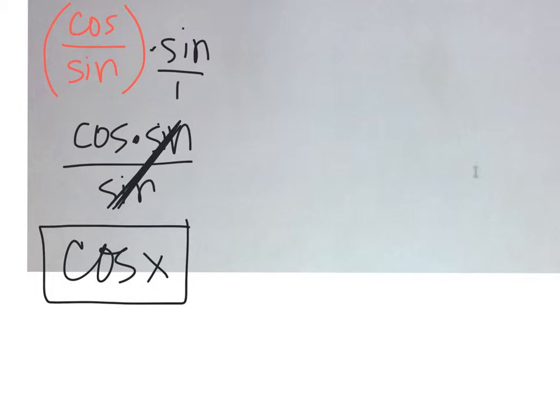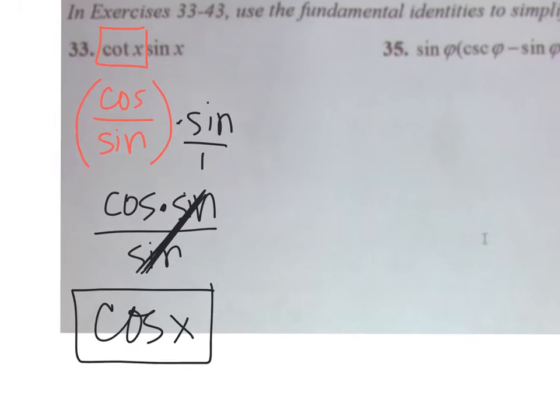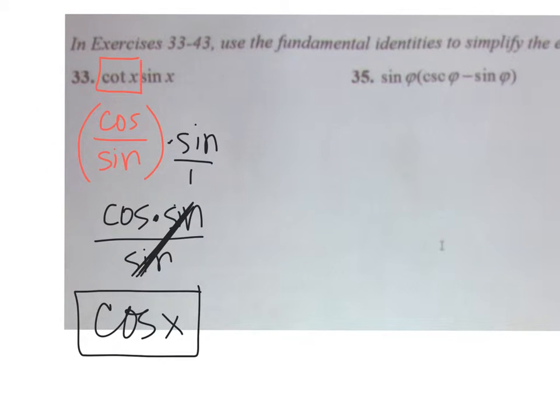Get rid of that. Just makes it prettier. So if I took the cotangent of an angle and multiplied it by the sine of an angle, that is the same thing as if I were to have taken the cosine of the angle in the first place.